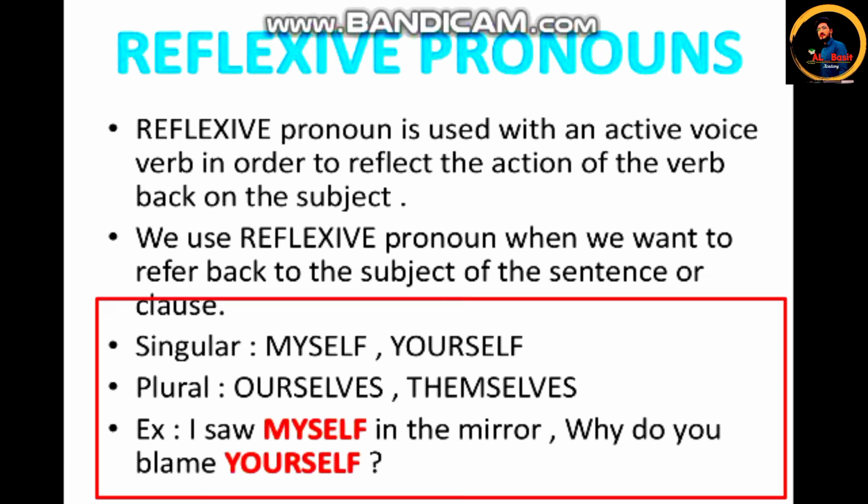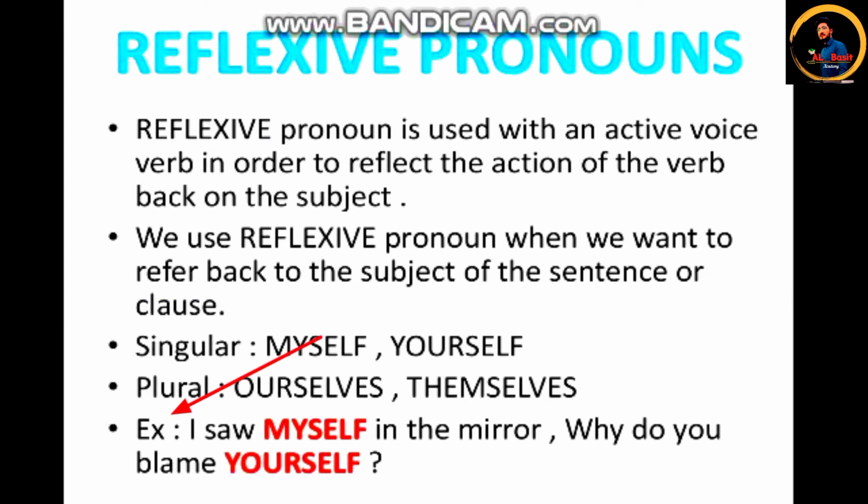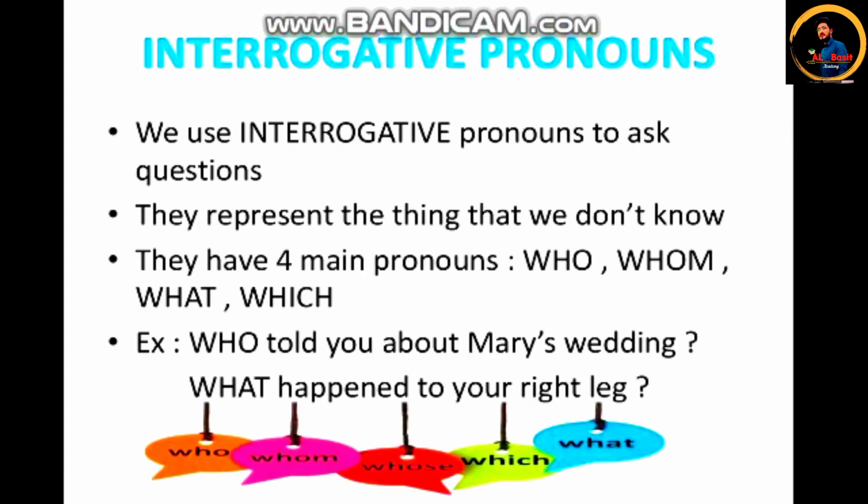Okay, in the third point we have singular and then plural. For singulars we use myself, yourself. So myself and yourself show the reflection of action, like I saw myself in the mirror. Myself is a reflexive pronoun. Why do you blame yourself? Yourself is a reflexive pronoun. So myself and yourself show here the reflection of an action.